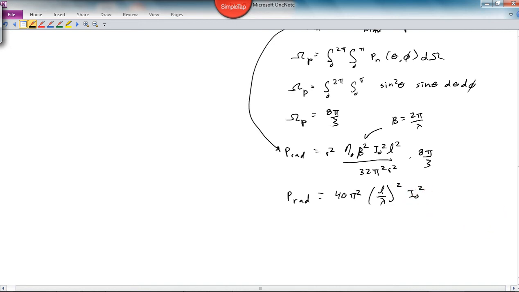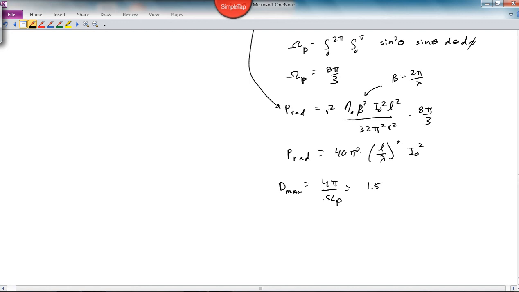Pattern solid angle can also be used to determine the maximum directivity for the Hertzian dipole. And that's D max, which is just equal to 4 pi over the pattern solid angle. So we get 4 pi divided by 8 pi over 3. And that gives us 1.5.